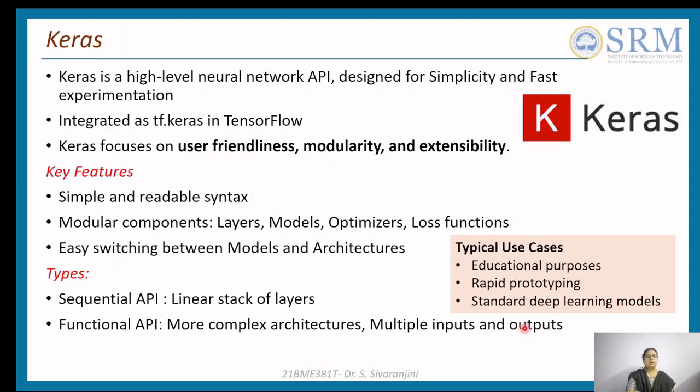Another framework, which is a part of TensorFlow, or you can say a subsystem of TensorFlow, is Keras. This is a high-level neural network API. Well, an API is a kind of interlink between two software systems.